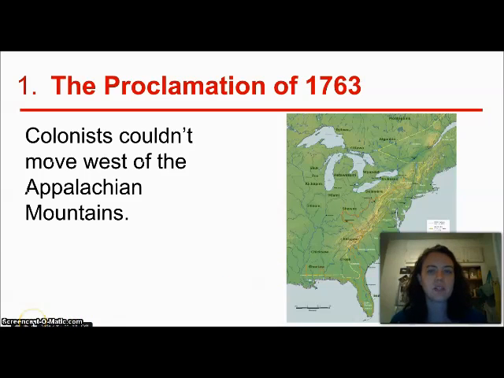So the Proclamation of 1763 happened right after the French and Indian War. So we end the war, and the first thing that happens is the king says, no, you cannot move over there. And that really led to the beginning of the dissatisfaction that the colonists had with Great Britain.